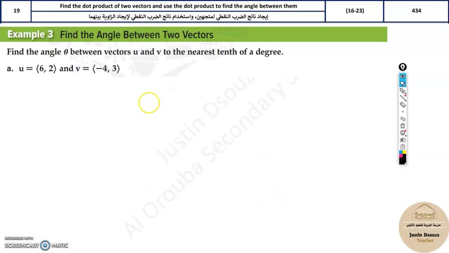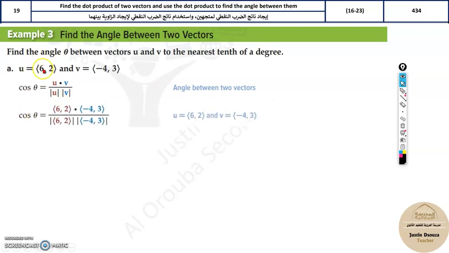The angle between vectors can be easily found by following a simple formula. Here we have been asked to find the angle between the two vectors, and the component forms of the vectors are given. Whenever we see something like this, they are the component forms. The formula is just this: cos theta is equal to u dot v divided by the magnitude of u multiplied with the magnitude of v.